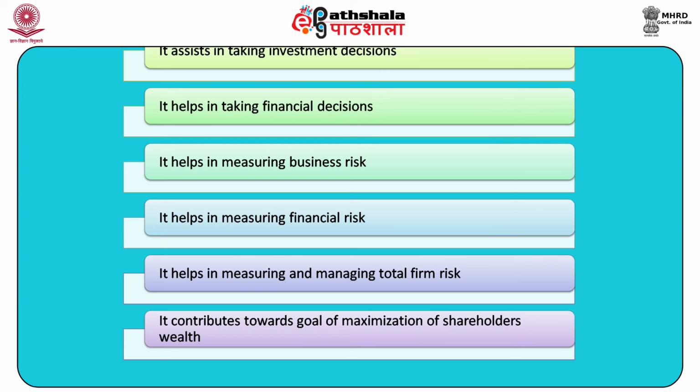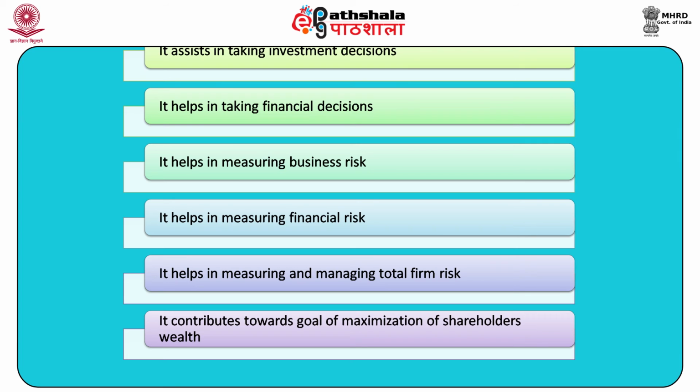Number 2, it helps in taking financial decisions. If the rate of return on investments is higher than the cost of fixed cost bearing securities, then financial leverage will be favorable and the firm can use fixed cost bearing securities to increase returns to equity shareholders. Number 3, it helps in measuring business risk. Business risk can be easily measured through leverage analysis using operating leverage. Number 4, it helps in measuring financial risk. Financial risk can be easily measured through leverage analysis using financial leverage.